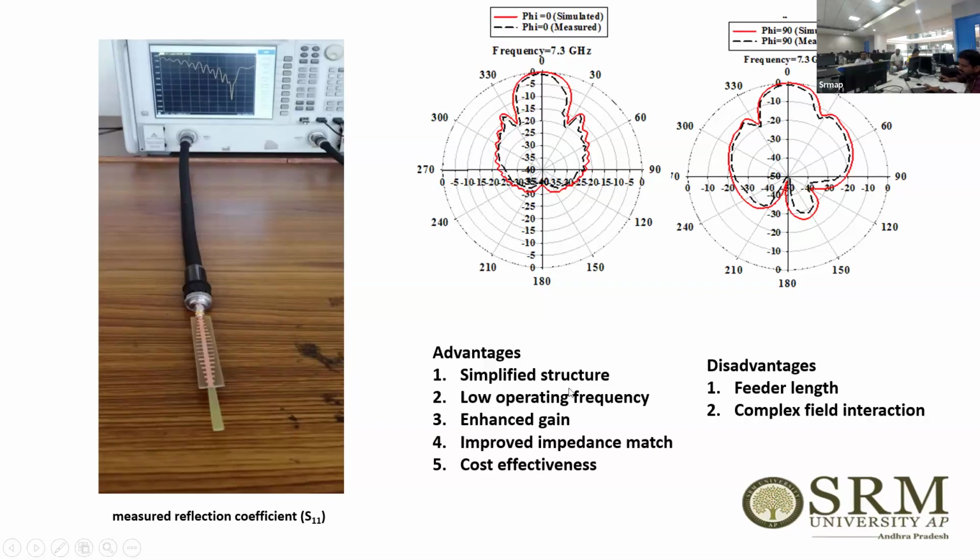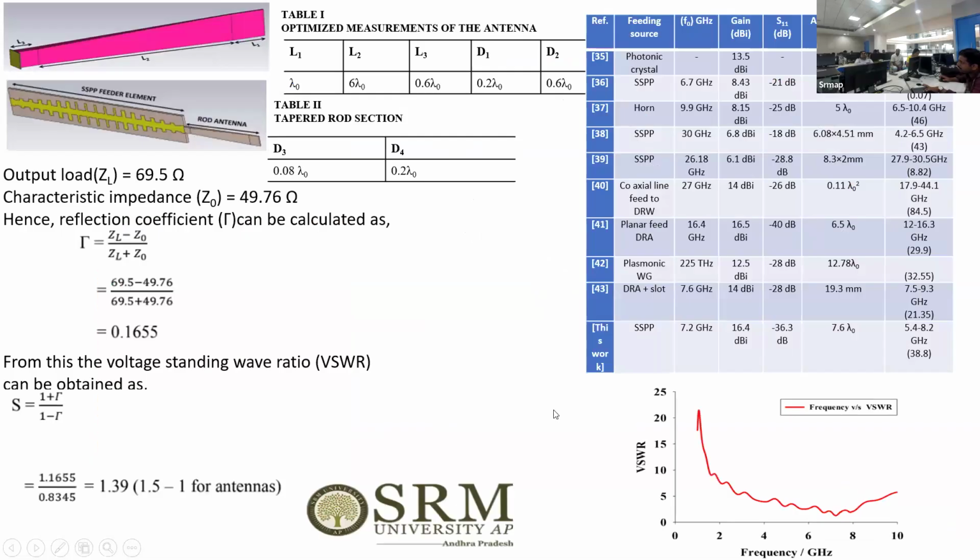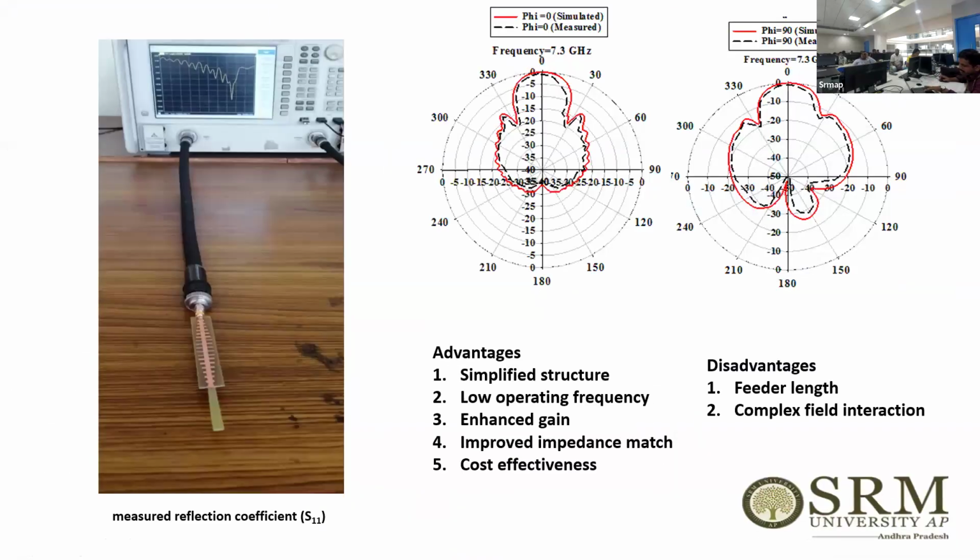It is a simplified structure, and it has a low operating frequency. By using the SSPP concept, we have successfully reproduced the spoof surface plasmon polariton waves in the lower frequency range, from the higher frequency millimeter wave band to a lower frequency range. That is the advantage here: low operating frequency and enhanced gain. Gain has been improved, with improved impedance match and cost effectiveness. It is very low cost. We can easily fabricate this using a PCB machine and Gerber files.